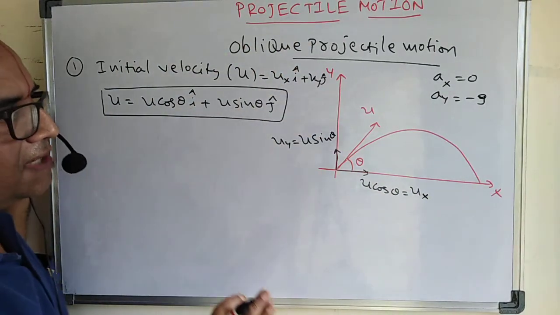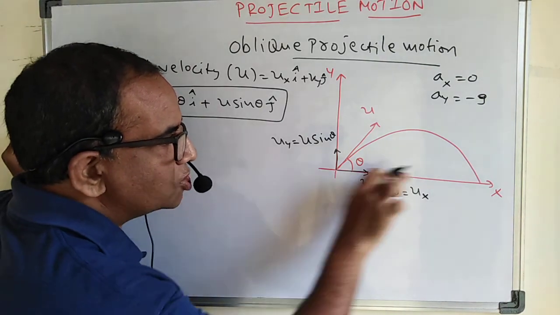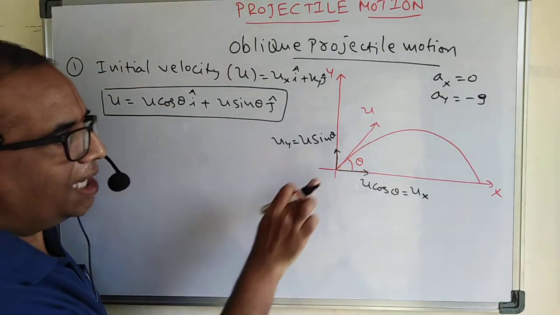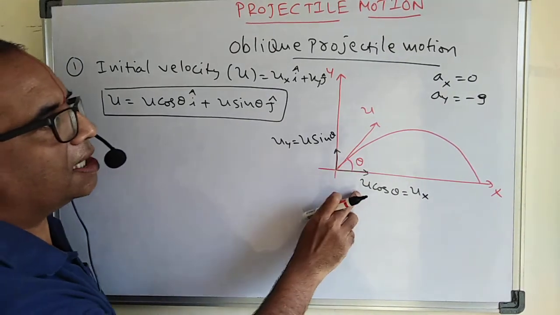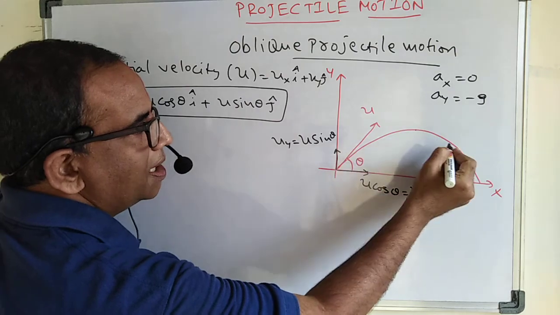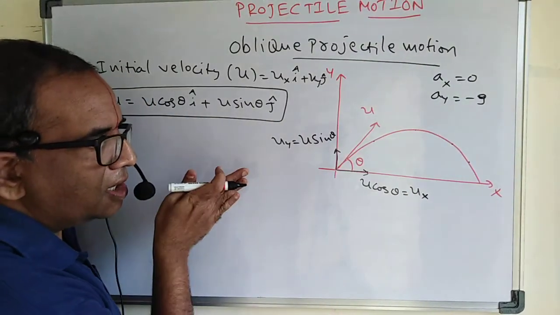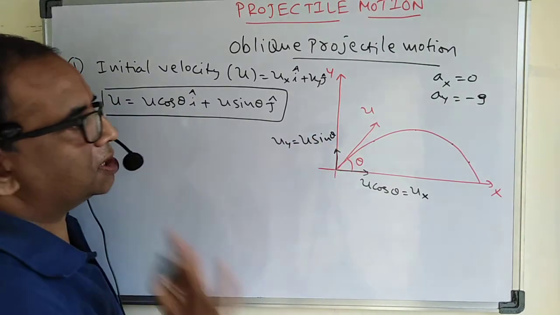Observe carefully, this is a very important point. Here u cos theta is always constant. Why is u cos theta always constant? Because there is no acceleration along the x-axis. You may take the highest point or any point, the horizontal component of velocity is always constant.